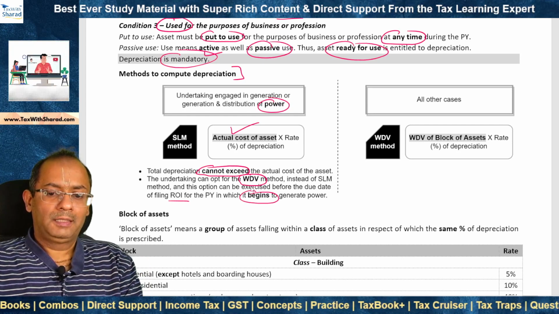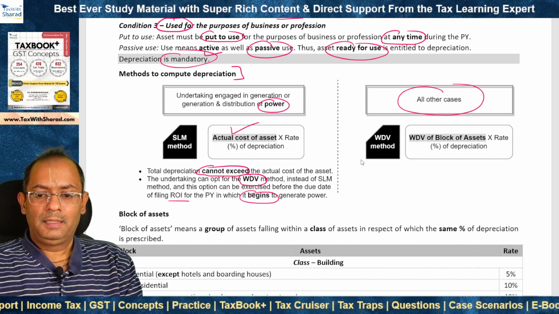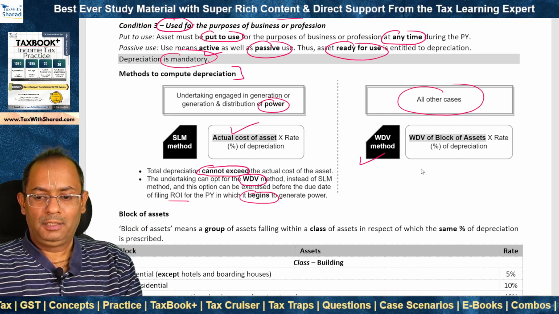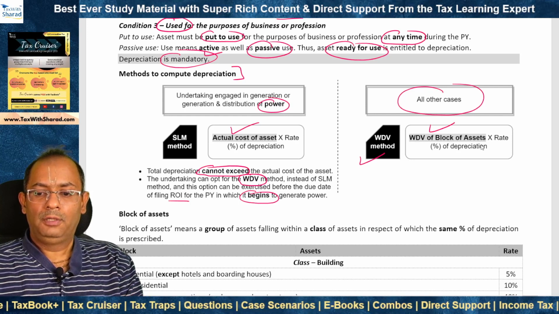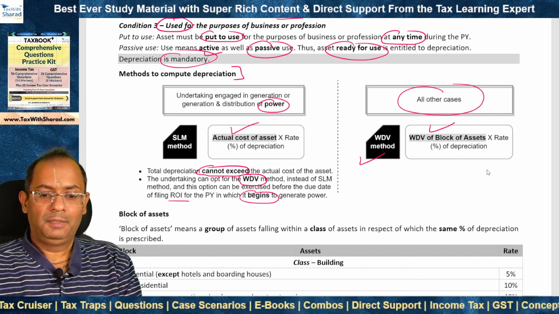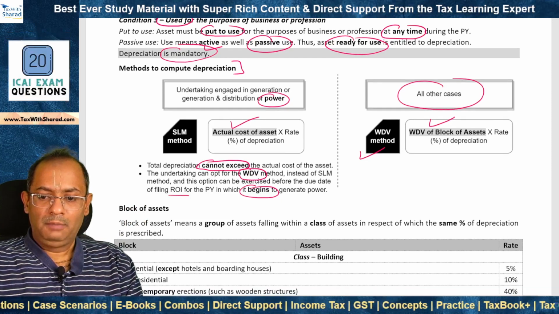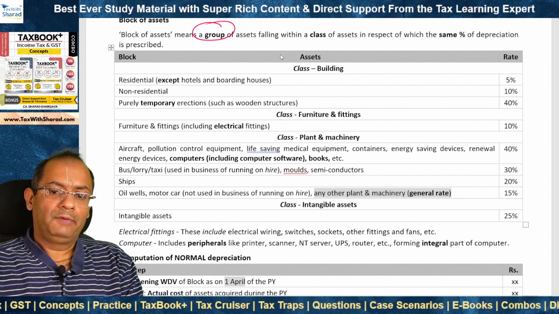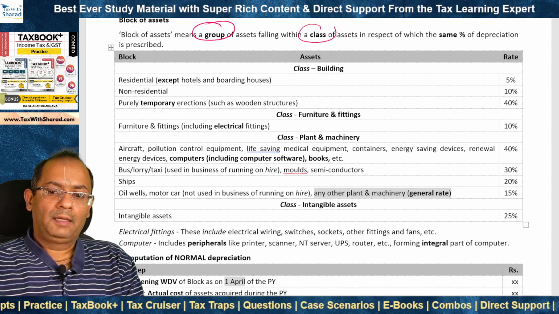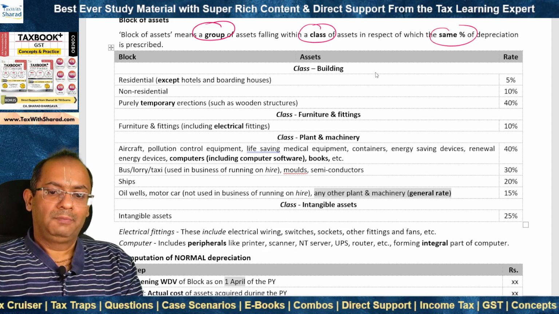If this option is not exercised, then the SLM method continues to apply. In all other cases, the written down value method of depreciation applies. Depreciation is calculated as the WDV of the block of assets multiplied by the percentage rate of depreciation. Now the question is, what is the meaning of block of assets? Block of assets means a group of assets falling within a class of assets in respect of which the same percentage of depreciation is prescribed.